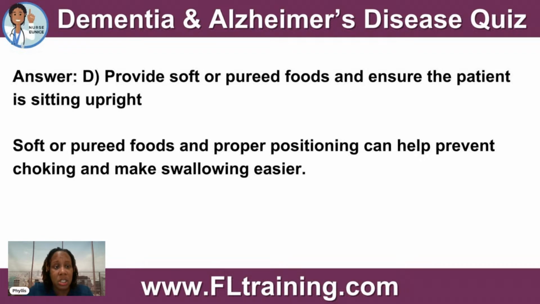If you chose D, you are correct. You want to provide soft and pureed foods and ensure the patient is sitting upright because one thing you don't want them to do is choke. Soft and pureed foods and proper positioning can help prevent choking and make swallowing much easier. All right, you guys, way to go, rock and roll.